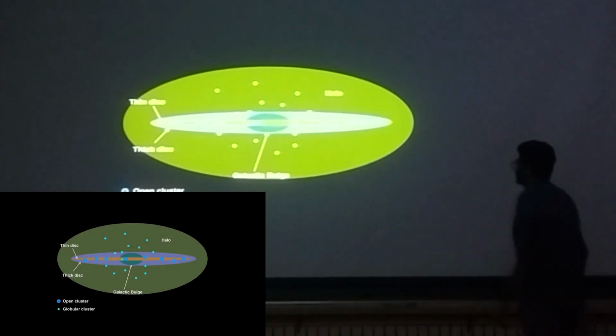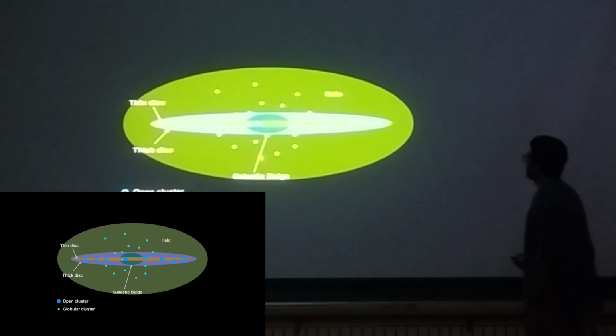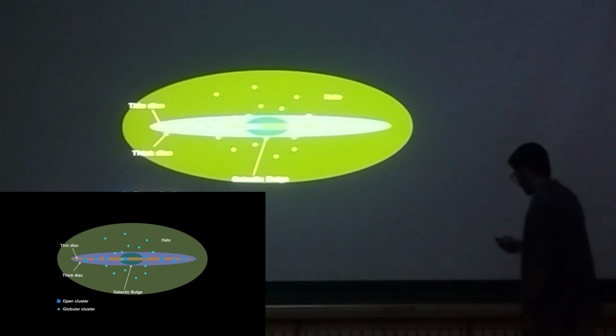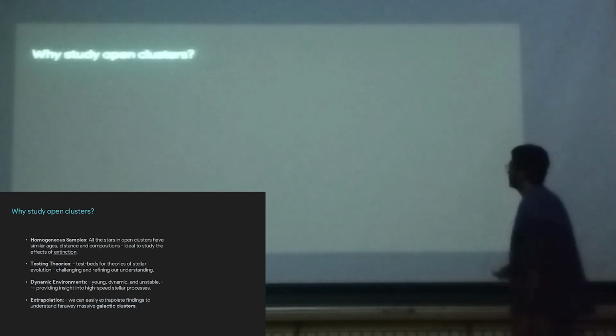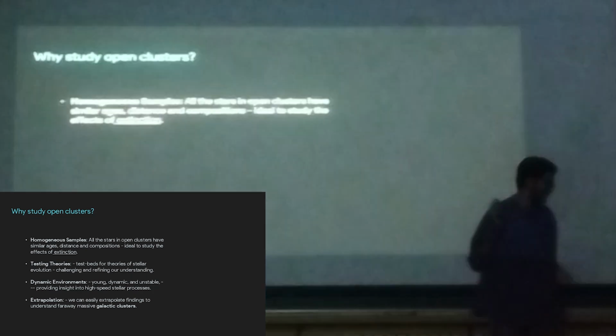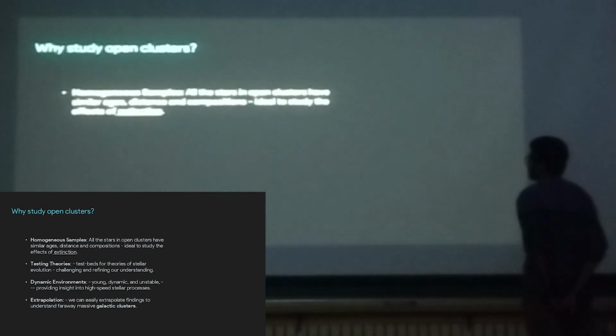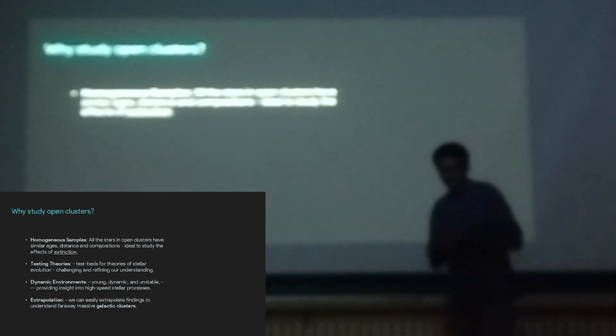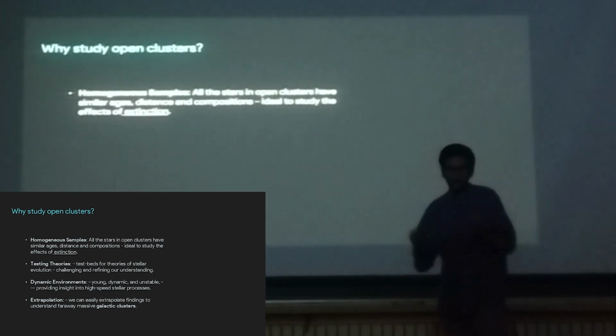So to give a visual overview, all the globular clusters lie in the galactic halo and they are all orbiting like this, and all the open clusters are formed very near to the galactic disk. So why study open clusters? Why do we bother to study them? As I already told, they give homogeneous samples, which makes them ideal to study these regions because you can understand how stars of different masses evolve together.